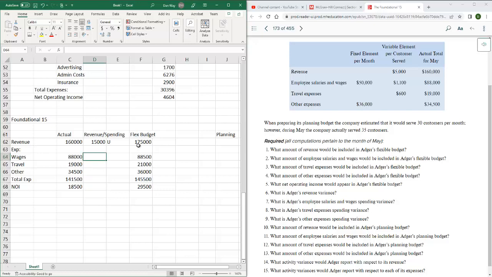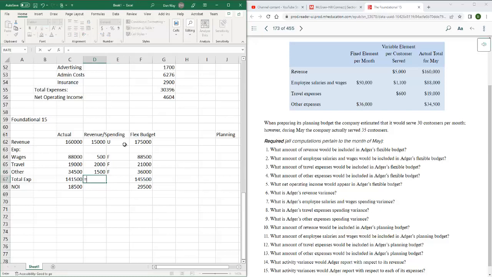All right, so wages. Flex was 88.5, actual was 88. So we've got a difference of 500. Actual is less than flex, so we'd say that's favorable. Okay, for travel, we've got 21,000 in the flex, 19,000 in the actual. So there's our difference of 2,000. Actual is lower than flex, so once again, favorable. And then our other expenses here, we've got 36,000 versus 34,500. $1,500 difference. Actual is lower one more time, so we are favorable again.